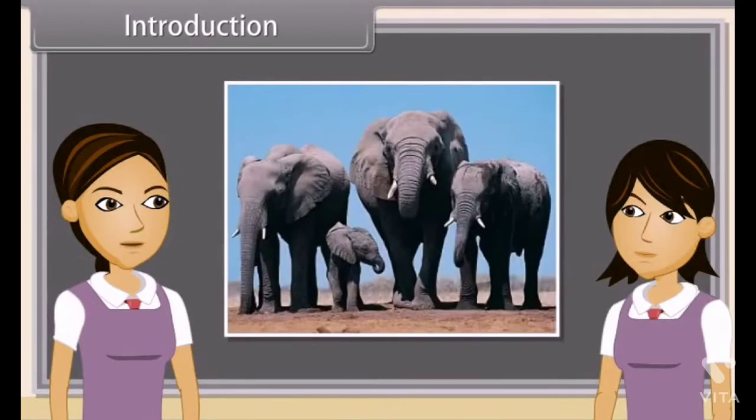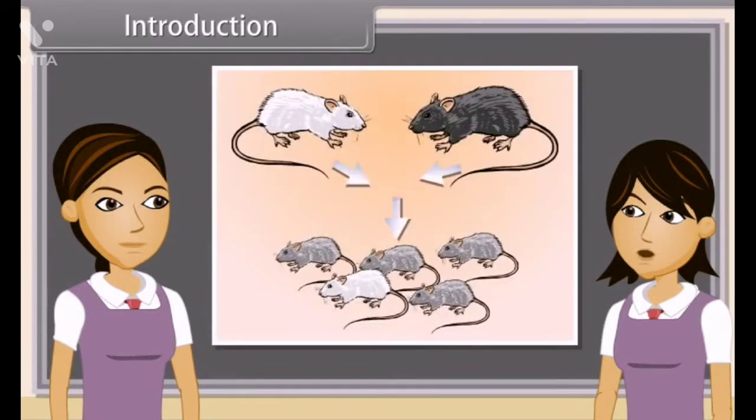Introduction. We know that reproduction is the ability of all organisms to produce young ones similar to themselves in most of the characters. Yes, we can also say the process by which species is continued is called reproduction.